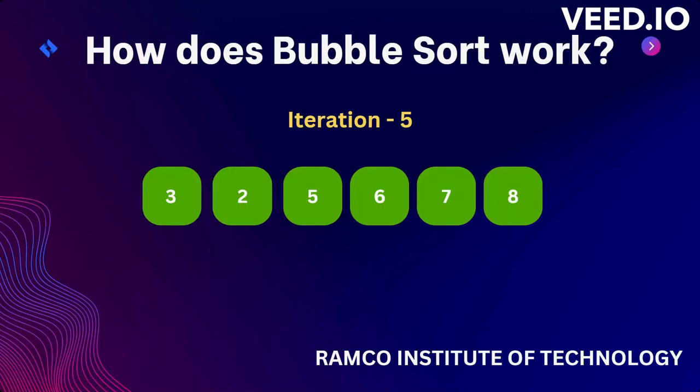So here, as usual, the first two elements are compared, that is 3 and 2. Now 3 is greater than 2, so swapping happens. So 3 is replaced by 2 and 2 is replaced by 3. Then the next two elements, that is 3 and 5, are compared. It is already in sorted order, so no swapping is required.